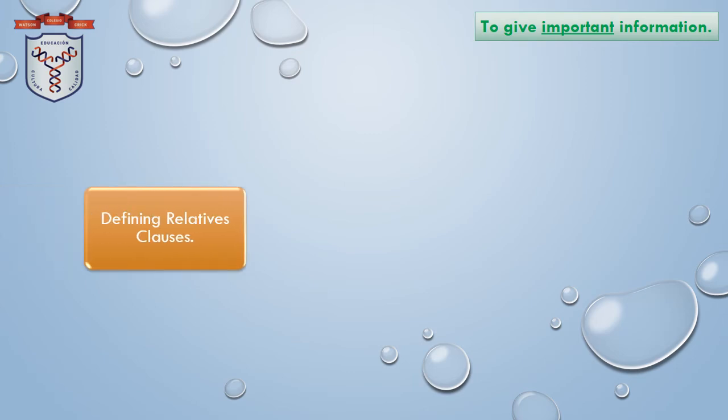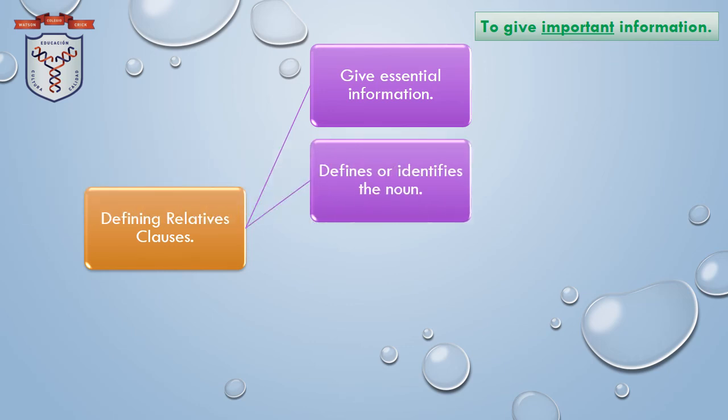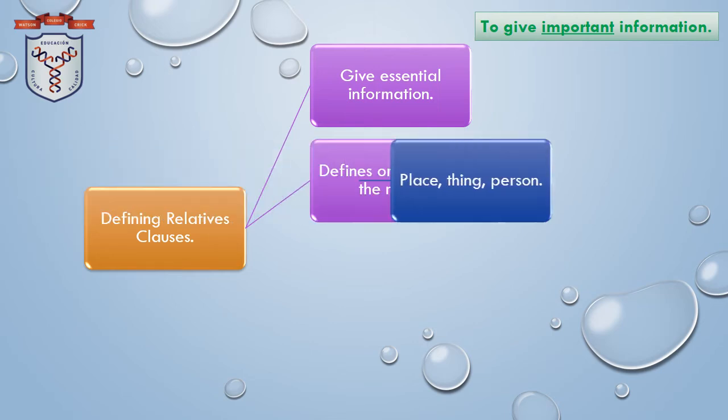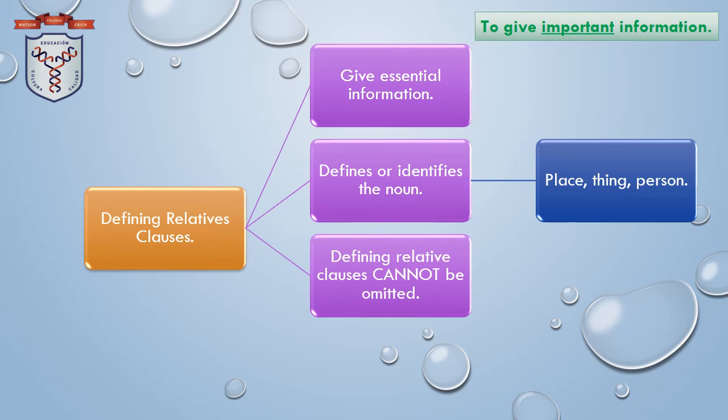Defining relative clause, we are going to divide it in four. Number one, remember that it gives essential information, important information. They are going to help you to define or identify the noun. Different kinds of nouns, like places, things, persons, animals, objects, etc. A defining relative clause cannot be omitted. If you don't say it, if you don't write it, your sentence doesn't make sense.